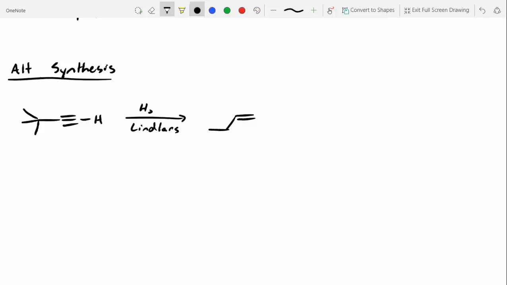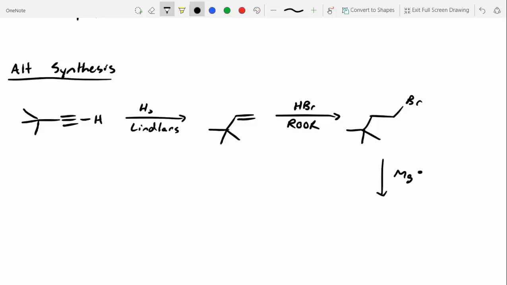Will we get cis or trans, or does it matter? We will get cis, but in this case, it doesn't really matter, right? We could do dissolving metal reduction if we wanted. Okay, and then we've got HBr, and we've got peroxides. 100% agree. If we do this, now we've got our bromine. How can we turn this into a Grignard reagent? Magnesium turnings, right? So we do magnesium metal.